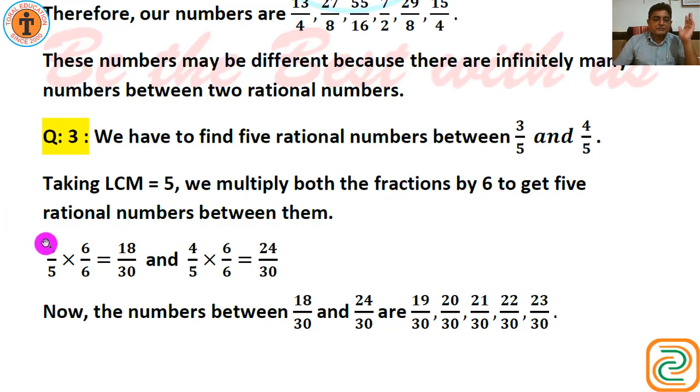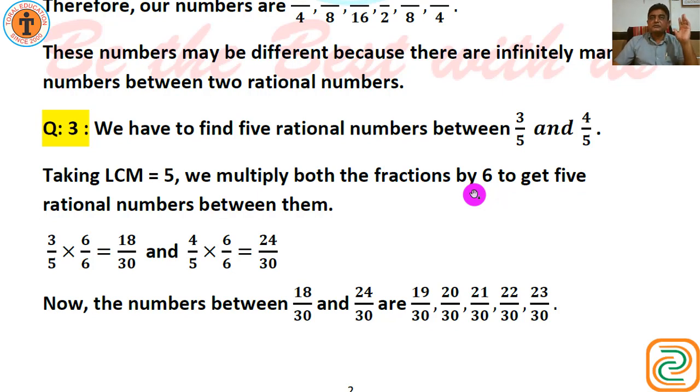Right? So 3 upon 5 into 6 upon 6 is 18 upon 30. 4 upon 5 into 6 upon 6, both the numbers are multiplied by the same number, is 24 upon 30. Right? So between 18 upon 30 and 24 upon 30, we get these numbers: 19 upon 30, 20 upon 30, 21 upon 30, 22 upon 30 and 23 upon 30. These are 5 numbers between 3 upon 5 and 4 upon 5 by taking LCM. Question number 2 can also be found by taking LCM.